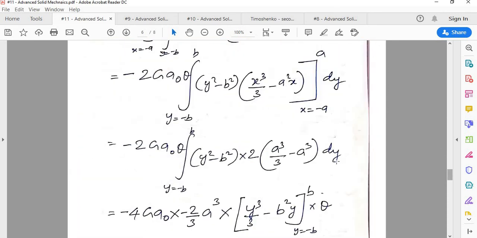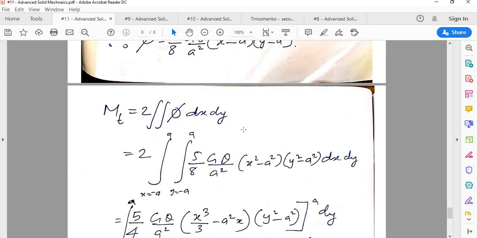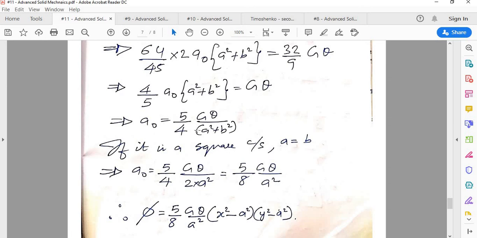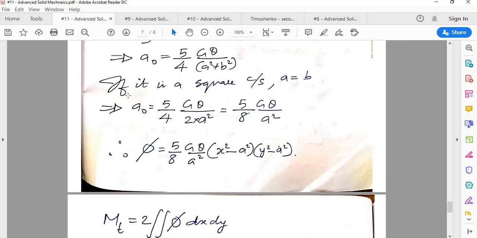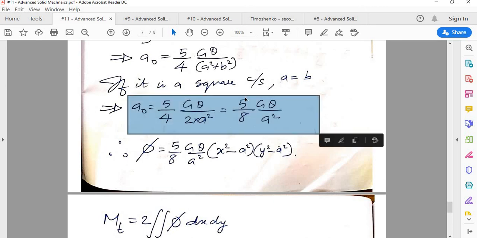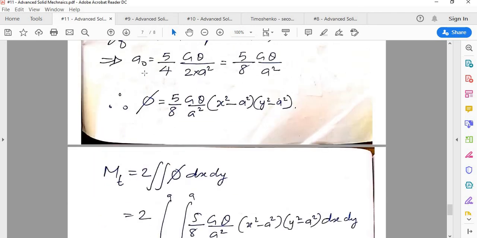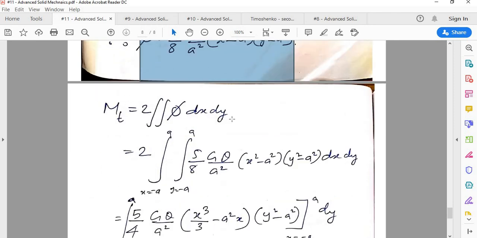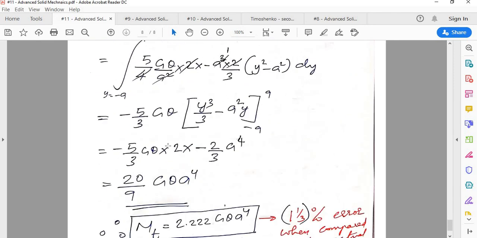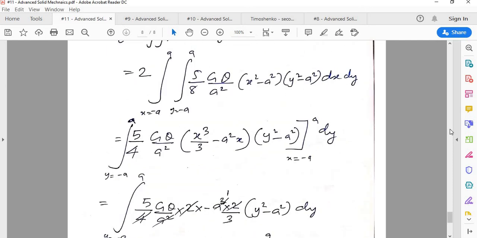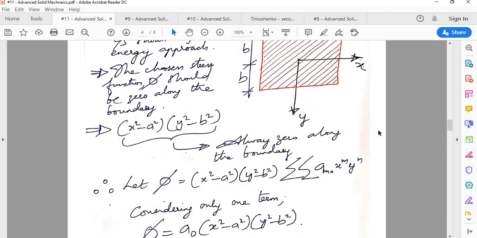So if that is the case, if you substitute A equal to B in this particular expression, this will be A squared plus A squared. So this will be the expression for A0. You substitute that in phi, this will be the expression for phi. Now once you know phi, we will determine MT using this expression. So this is the final expression for MT. So remember, this problem is solved by taking only one term.